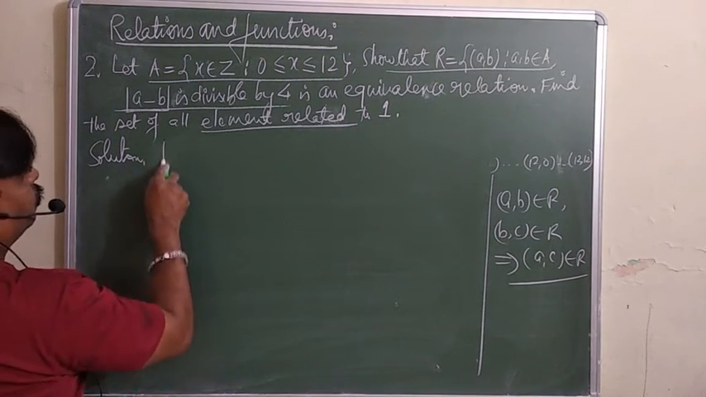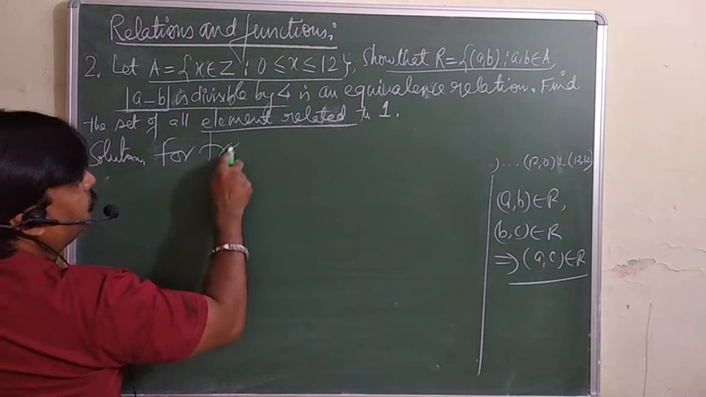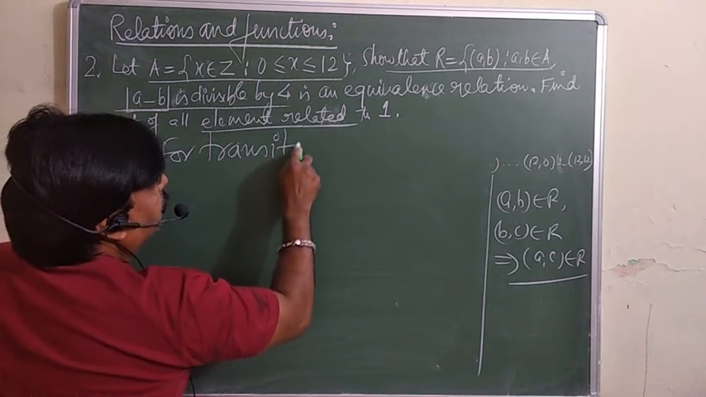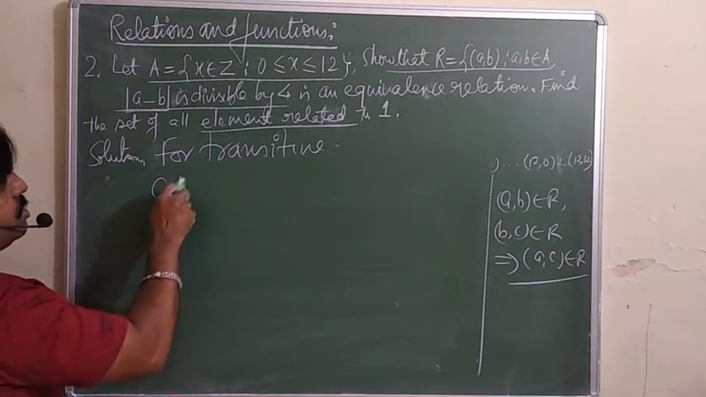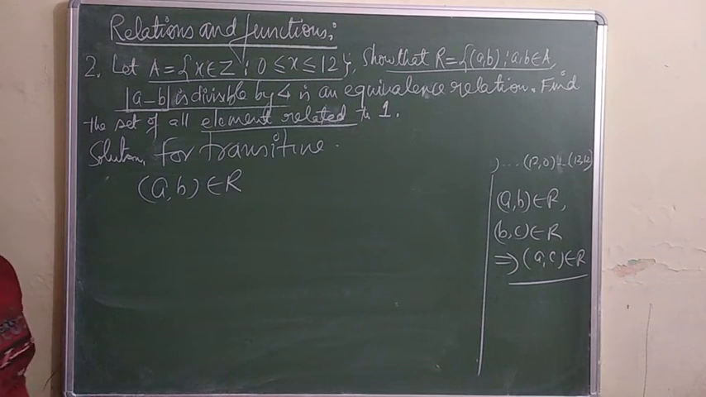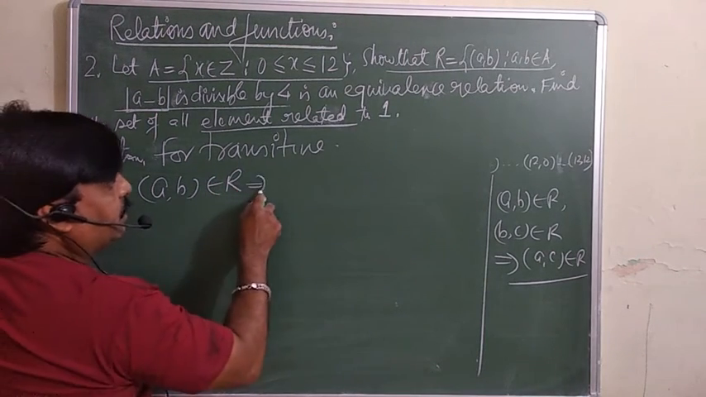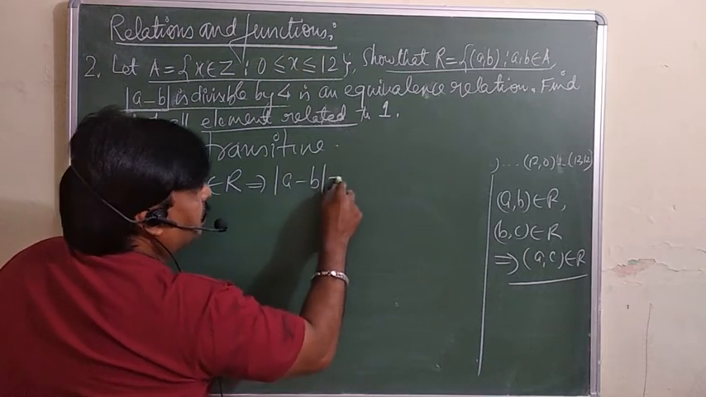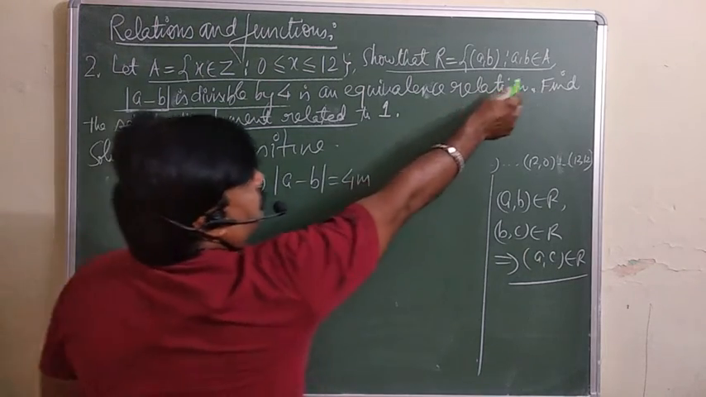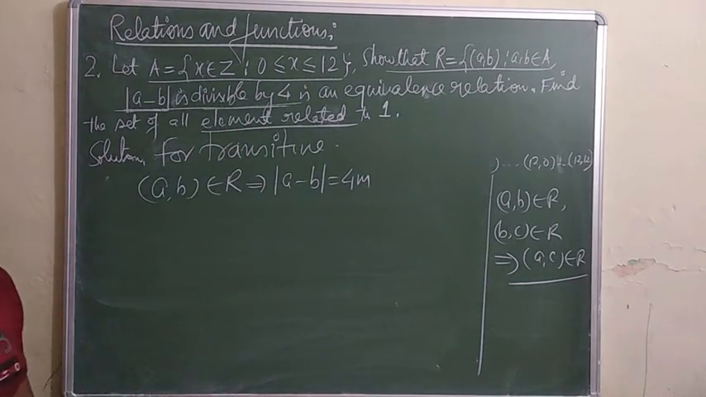See, now for transitive we will take relation. See, AB belongs to R. This is there. It means what you will get? It means A minus B is equal to multiple of 4. That is division by 4. That will be multiple of 4 होगा.